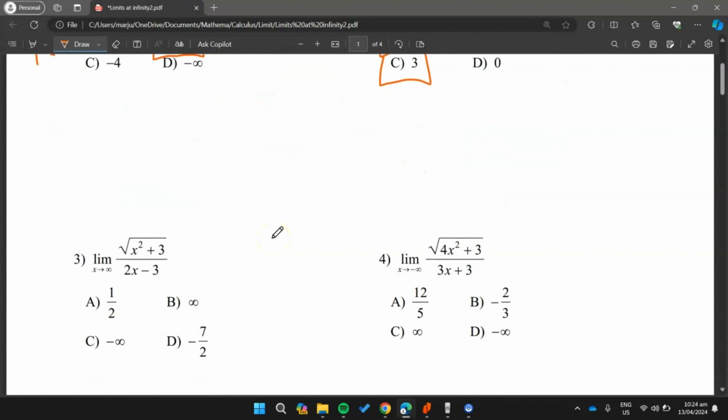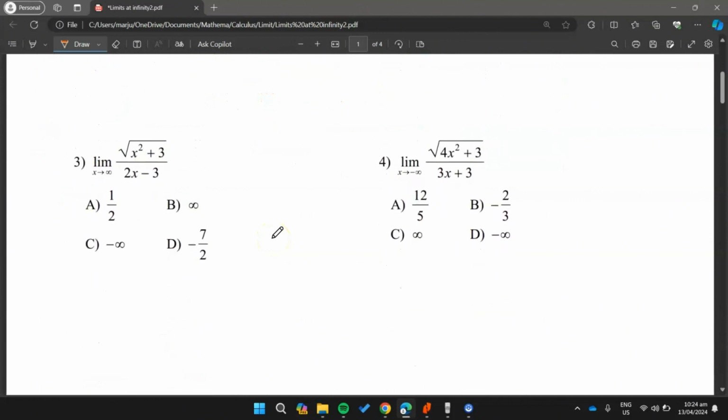Let's do number 3. Now, take note that when you simplify this one, it will only give you x. This x squared will become x. So again, the same thing. What is the numerical coefficient of x? That is 1. And then at the bottom, we have 2. Since this is equally heavy, you're just going to have 1/2.